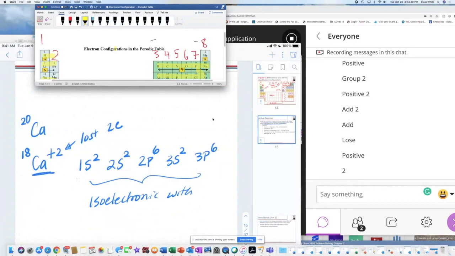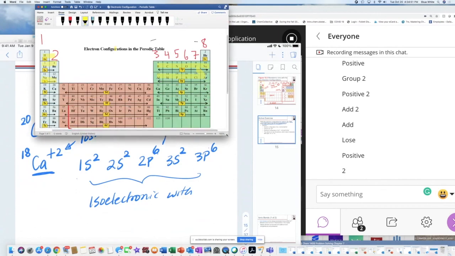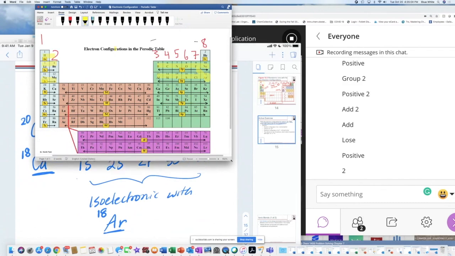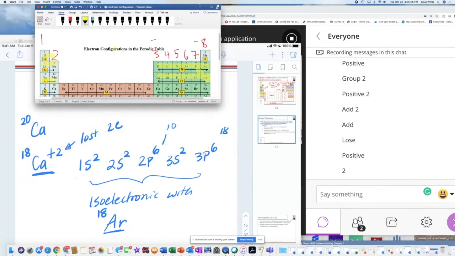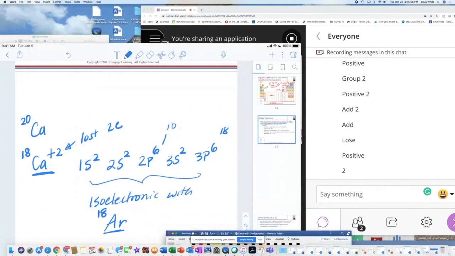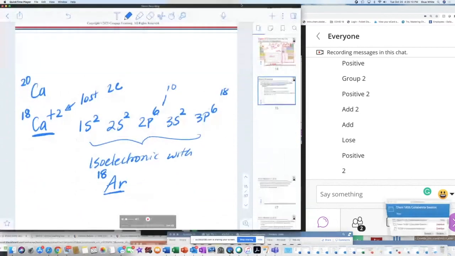We already got the calcium ion configuration. Add up all the electrons. 2 plus 2 plus 6. This is 10. And then this is 18. So just find the noble gas element, which is a group 8 element, that has 18 electrons. That will be argon. So we'll say isoelectronic with argon because it has 18 electrons. Okay? So now that we're done with that, we're good. So let me put this aside over here, then we'll continue.